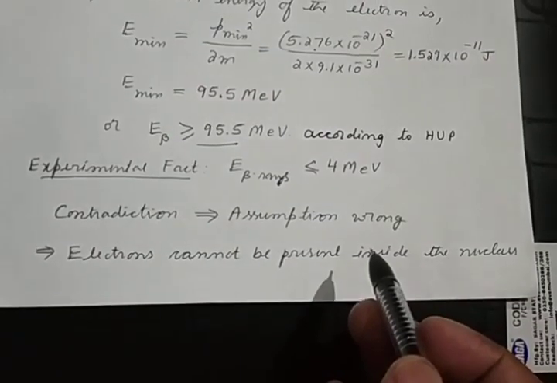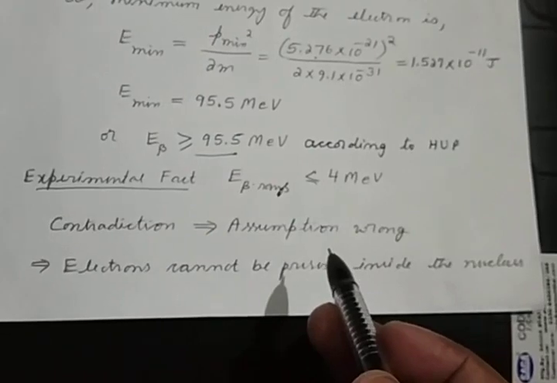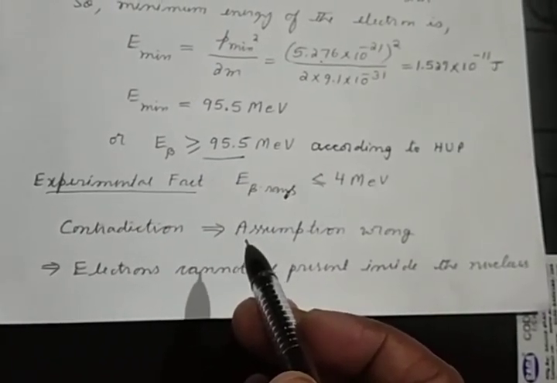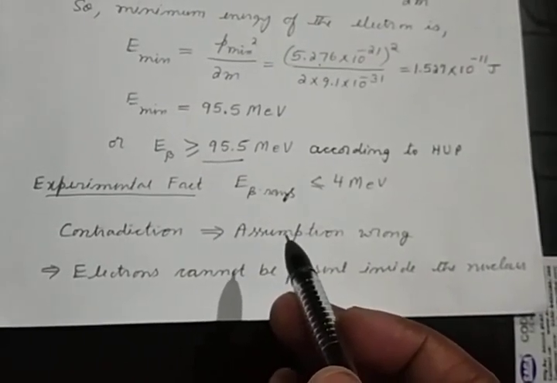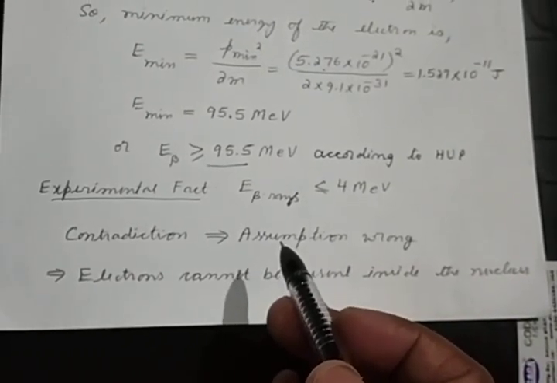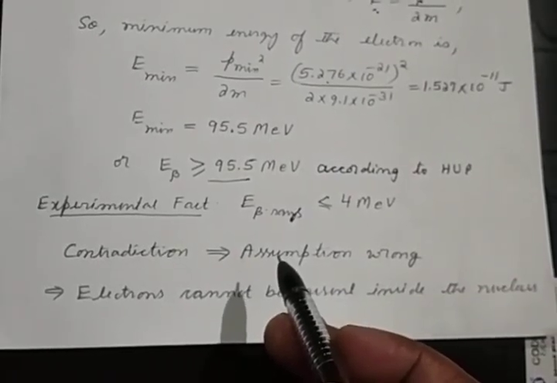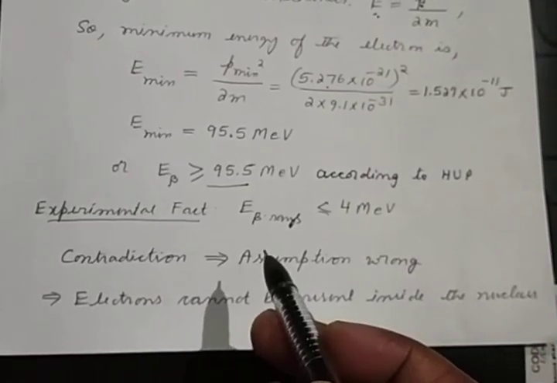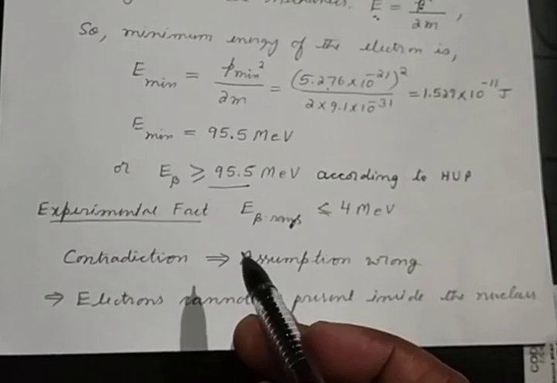So how is the electron emitted from the nucleus? During radioactive decay, it is actually a neutron which gets transformed into a proton and an electron, and that electron is then emitted from the nucleus during beta decay. Otherwise the electron is not really present inside the nucleus. So this is how Heisenberg's uncertainty principle helps us to check whether an electron is present in the nucleus or not during beta decay.